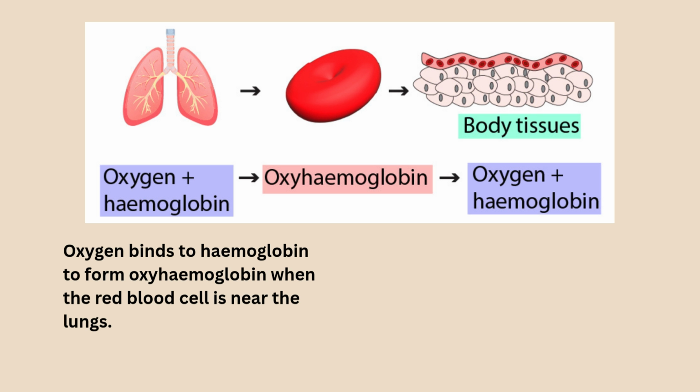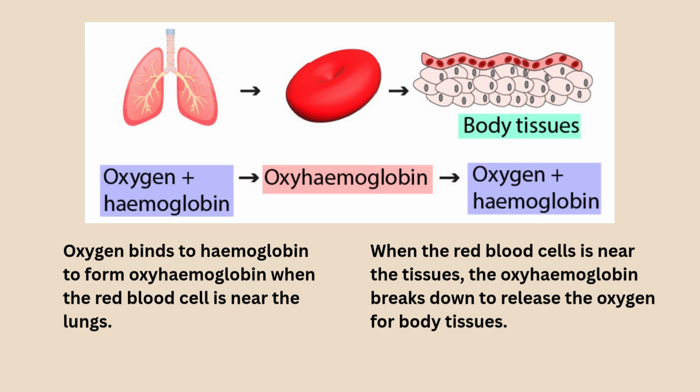Oxygen binds to the hemoglobin to form oxyhemoglobin when the red blood cell is near the lungs. The red blood cell will then transport the oxygen as oxyhemoglobin. When the red blood cell is near the tissues, the oxyhemoglobin breaks down to release oxygen for the body tissues.